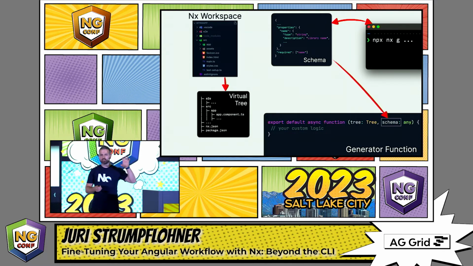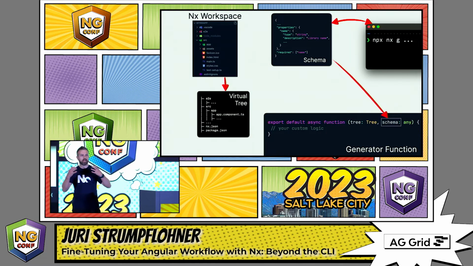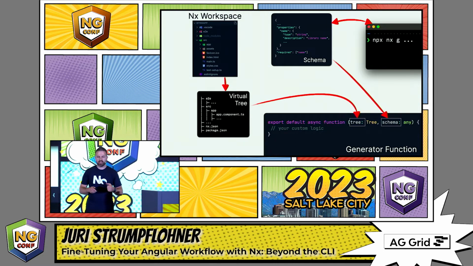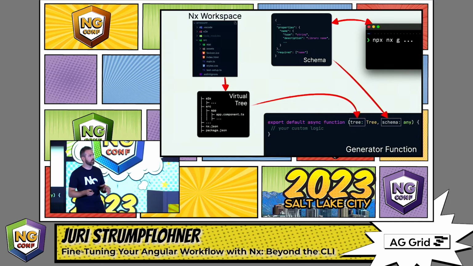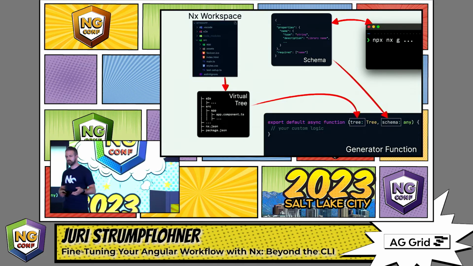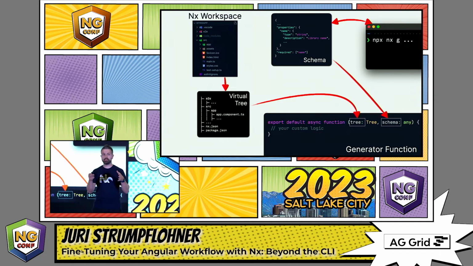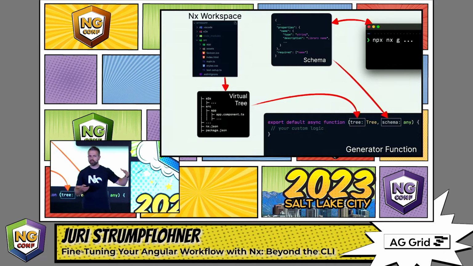Next, we have the actual workspace, so the file system, that gets abstracted into a virtual tree and also passed to our generator function. Now, the virtual tree is what we operate on, right? That's where we actually interact with the file system, so we write to that virtual tree, and it just happens in memory. And this is a concept that we took from the Angular Devkit, right, as a conceptual model.